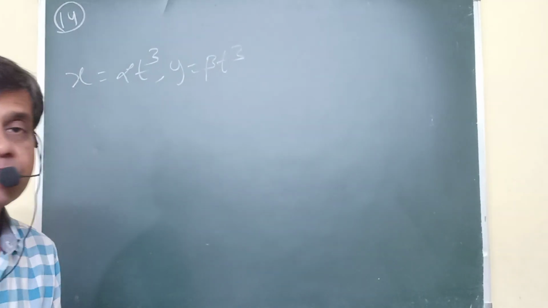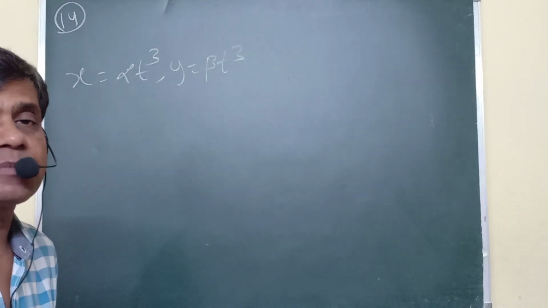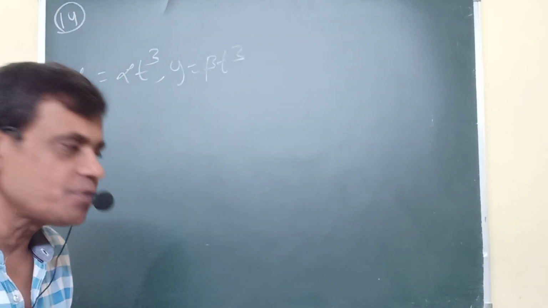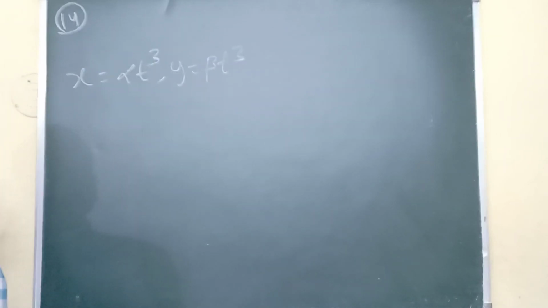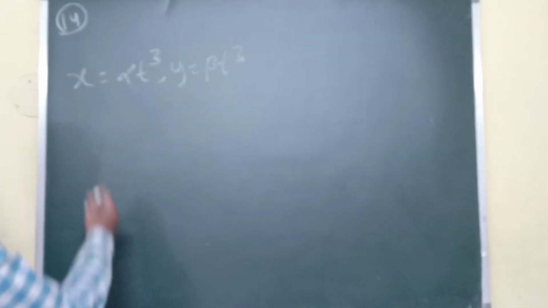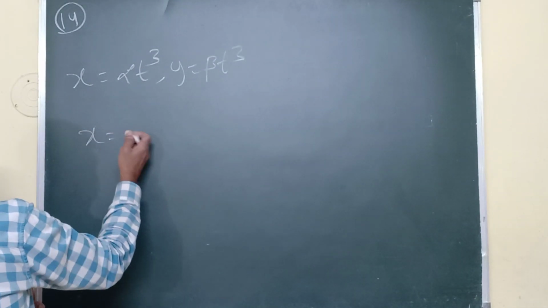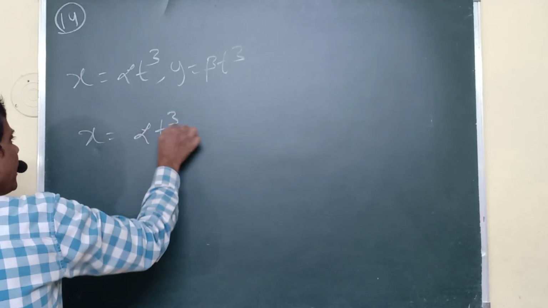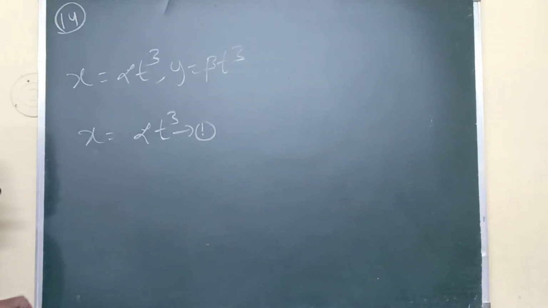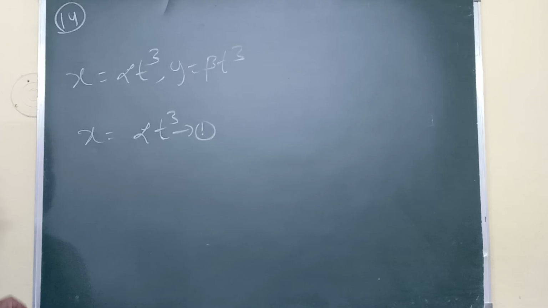What is the next? Displacement. Rate of change of displacement is called velocity. Its magnitude is speed. Both are the same only if it is a straight line. So I am taking x equals alpha t cube as the first equation. Both sides I am doing differentiation.